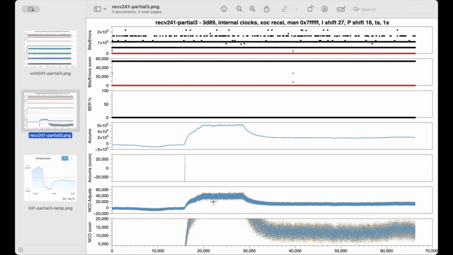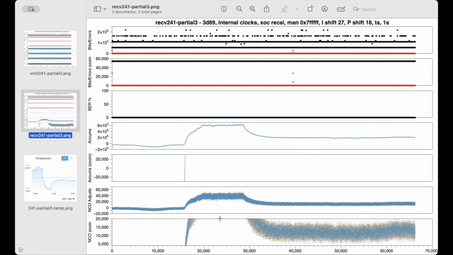So this ran with 0 error rate, except for one little glitch here I see, for over 18 hours. And that's really good news. And the tracking is doing what we expect. The accumulators are moving in accordance with the frequency error.